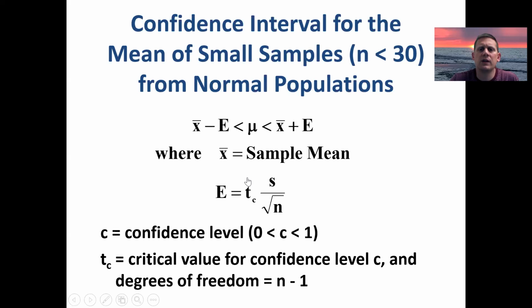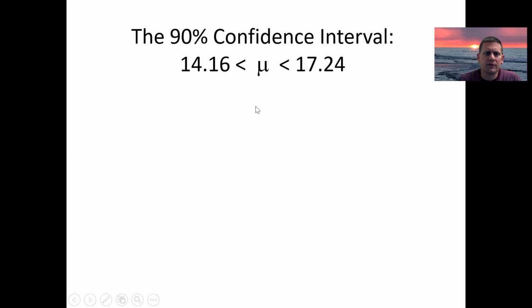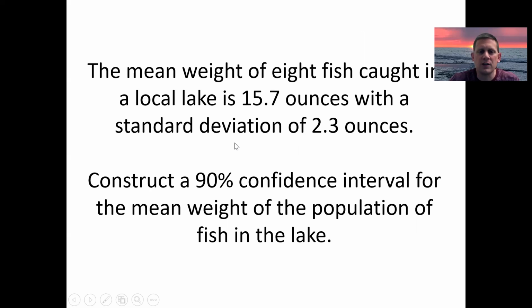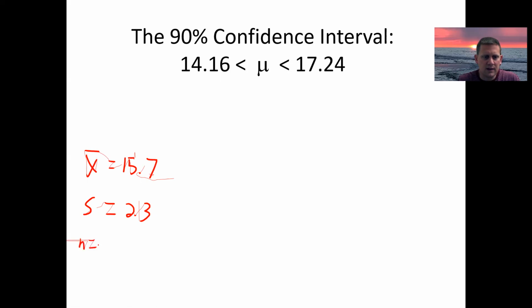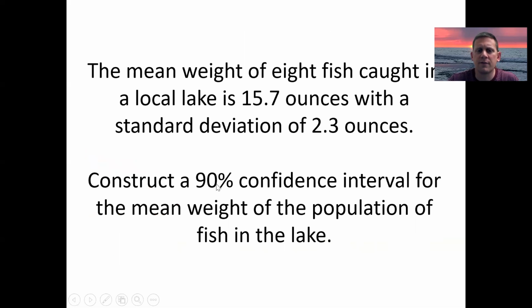Okay. So we need our sample mean, which is 15.7. So let's record that. Sample mean is 15.7. And then my standard deviation is 2.3. And it says 8 fish, so that means n is 8. And then my confidence level was 90%. Okay, so that's all the information that I need.